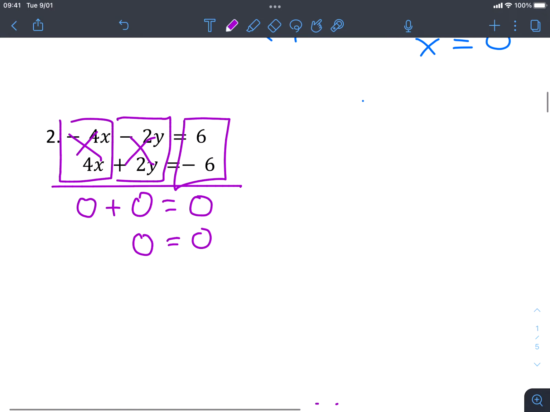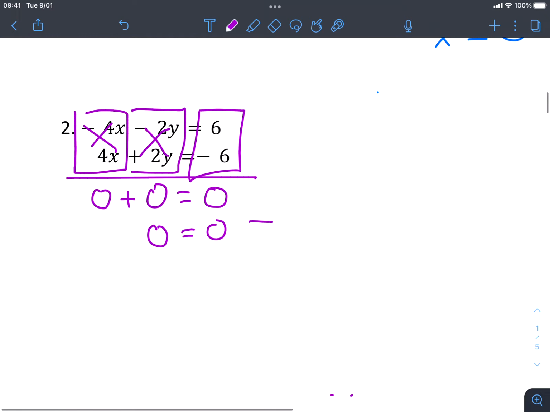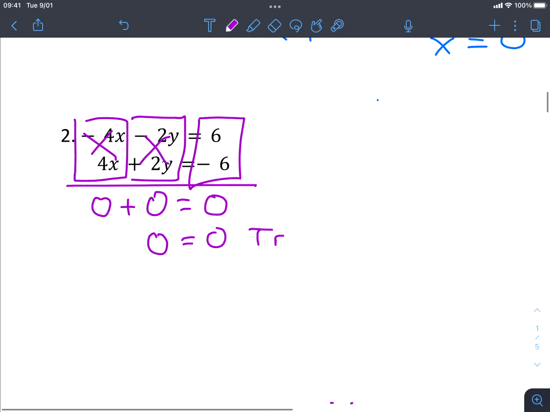And since this is a true statement, I know that there is an infinite number of solutions. In other words, I can plug in any numbers, or there are multiple pairs for x and y that I could plug in to get the correct answer, to make it fit into my system.